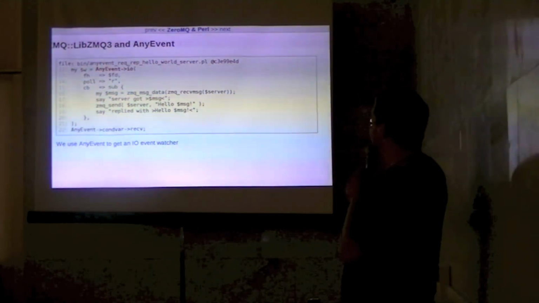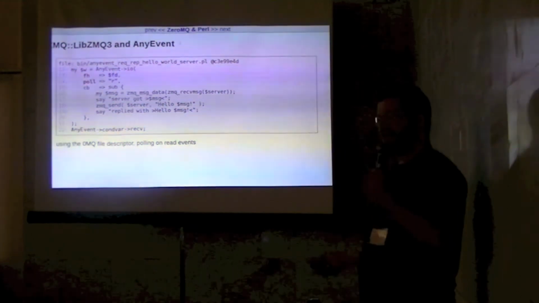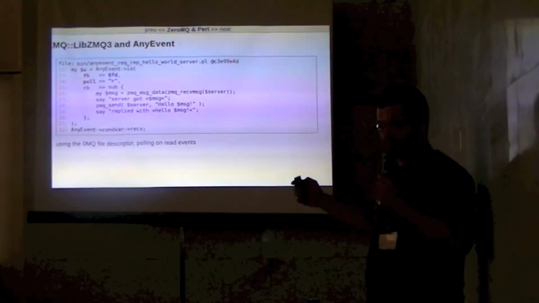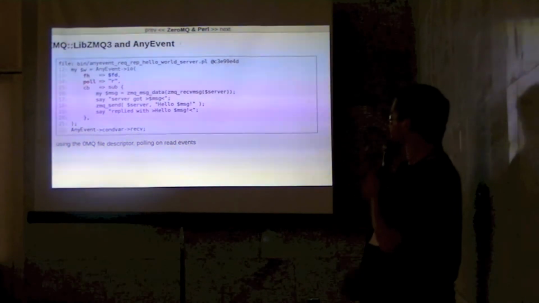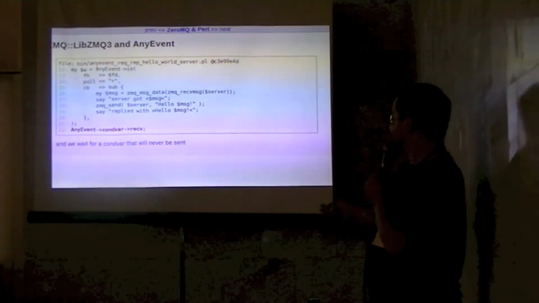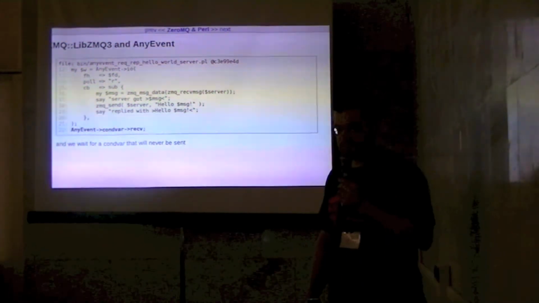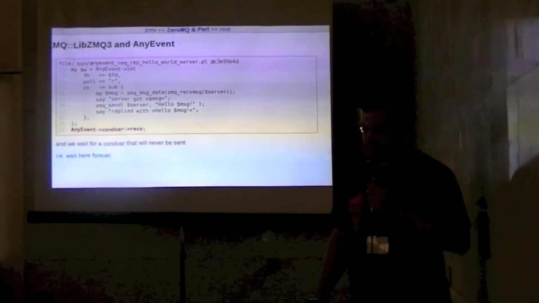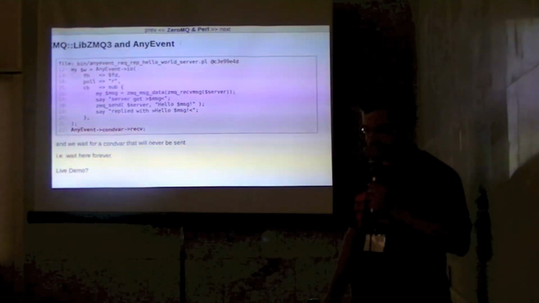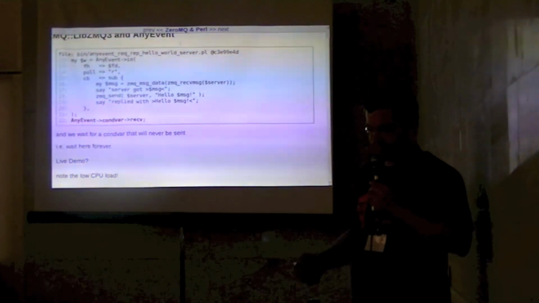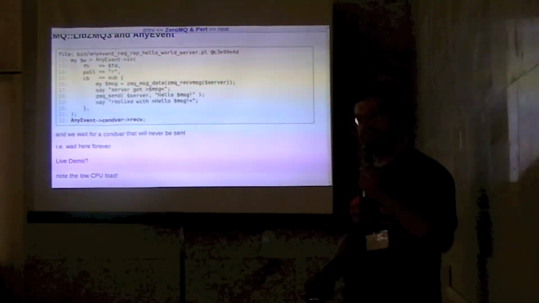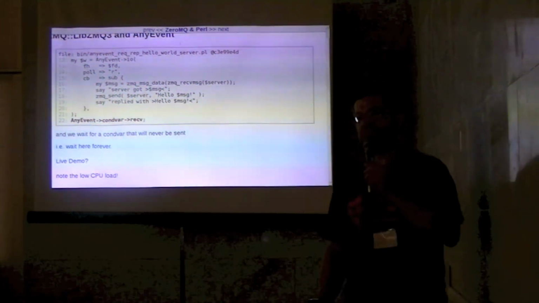Okay, so back to the example. There's still an AnyEvent io handler, which polls on read requests, now on the file descriptor, and the callback is just again the thing to get the message. Again, skip the live demo because it's boring. But if you do the live demo, you will notice a low CPU load.